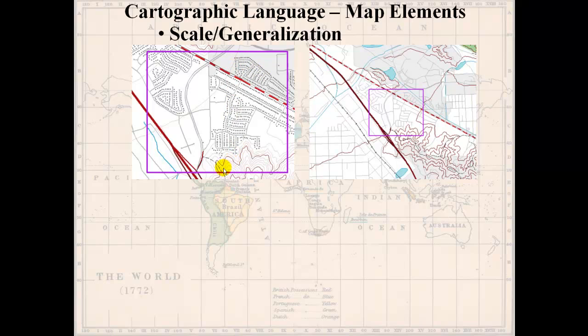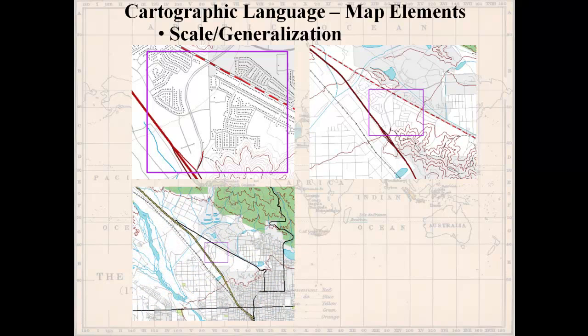You can see here we have contour lines and we have intermediate contours. In this map, the intermediate contours have disappeared. So this map has had to generalize so that it doesn't become too busy and draw the reader's attention away from the main features of the map.